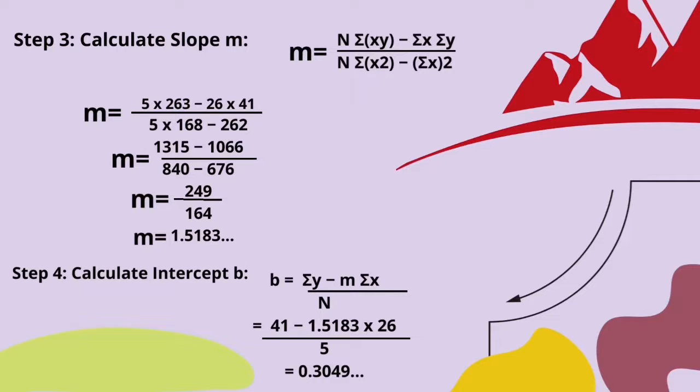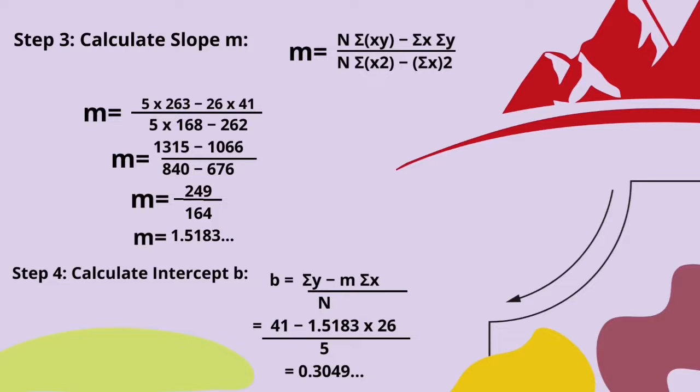Step 4. Calculate the intercept b using the formula b is equal to the sum of y minus m multiplied by the sum of x, divided by n, wherein we have the sum of y 41 minus the m 1.5183 multiplied by 26, over 5. Then we have the answer of b, 0.3049, only 4 decimal places.